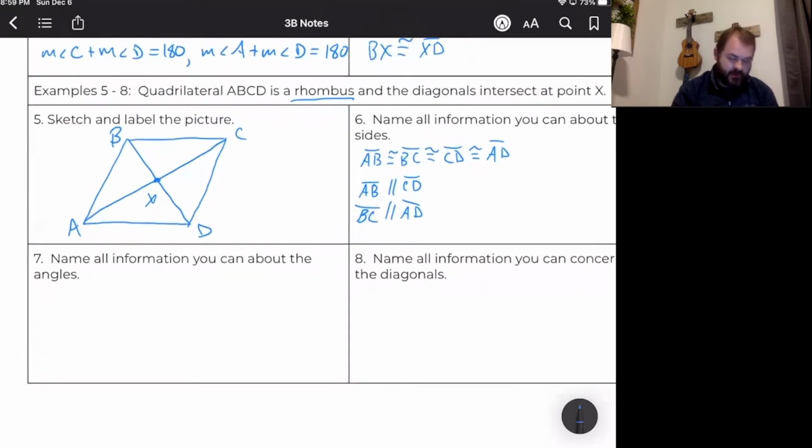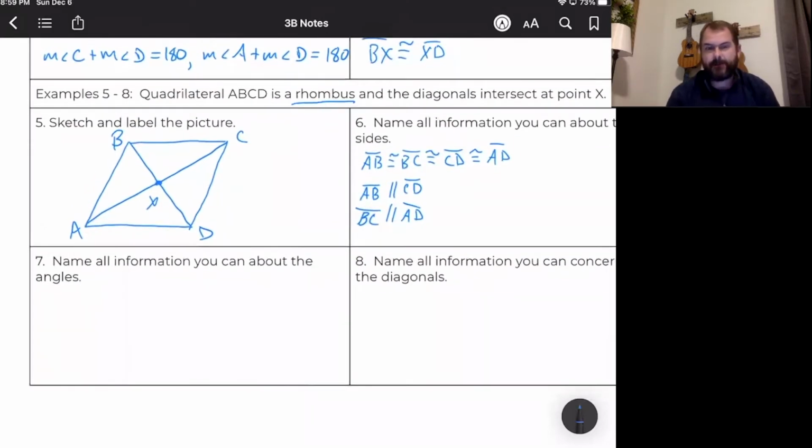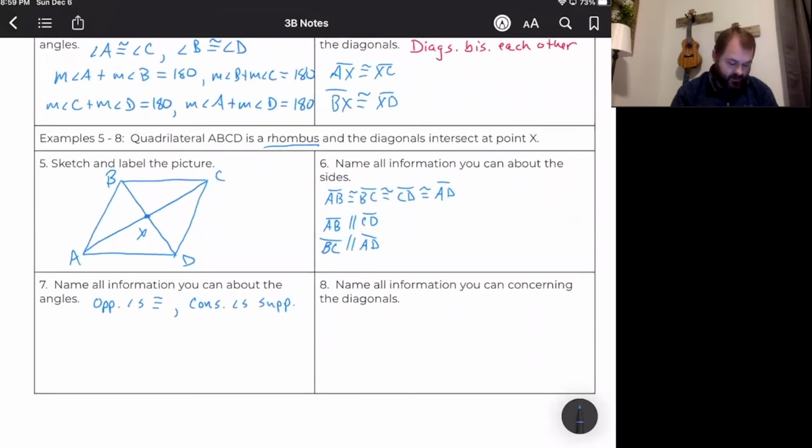The angle measures, again, we know opposite angles are congruent again. This time I'm just going to write out the properties. Opposite angles congruent, like A and C, B and D. We know consecutive angles are still supplementary because it's also a parallelogram. But this time we know the diagonals bisect opposite angles. Okay, so I know that I've got angle BAX is congruent to angle DAX. Okay, those are congruent there.